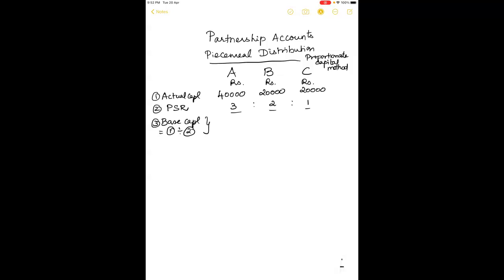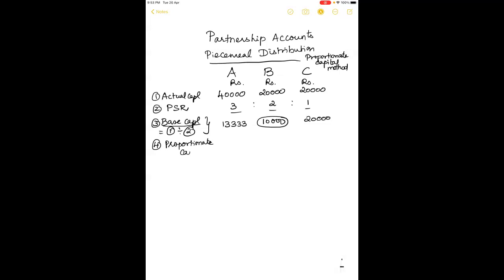You will get an amount. So 40,000 divided by 3, your answer is 13,333. 20,000 divided by 2, it is 10,000. 20,000 divided by 1, it is 20,000. So here we have to take the smallest amount as the base capital. Now after fixing this base capital, we proceed with finding out the proportionate capital.